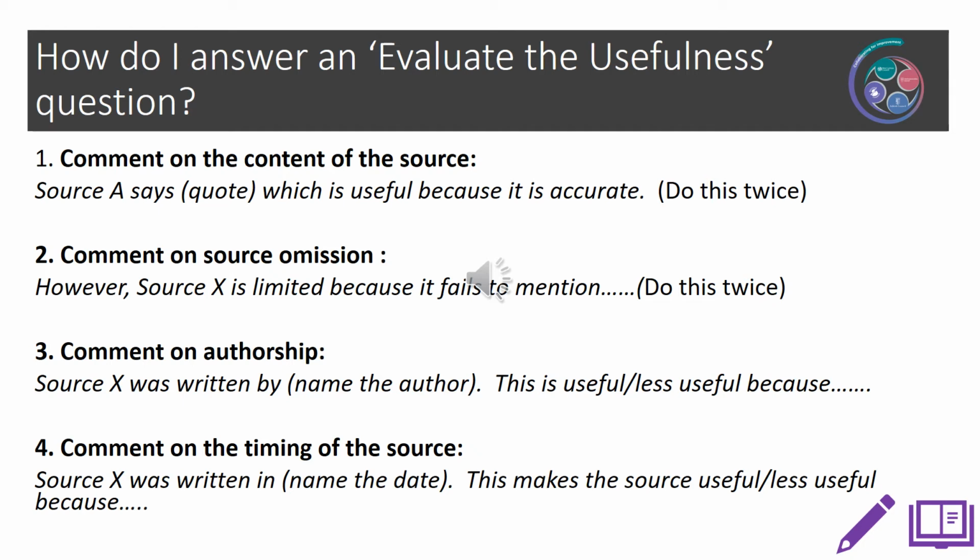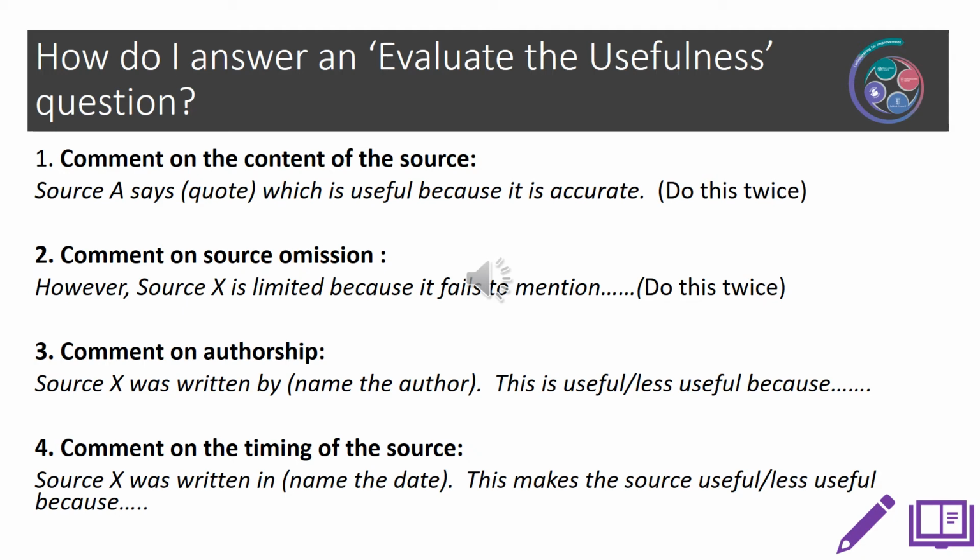How I would suggest that you structure your part on authorship is to say source A was written by, and you must name the author. It's not enough to give a vague general comment. If you are told the specific name of the author, you have to tell me that. If you're told something like source was written by a modern historian, then for that part of your answer you would say source A was written by a modern historian, and the part that follows that is your explanation of why that is or it isn't useful.